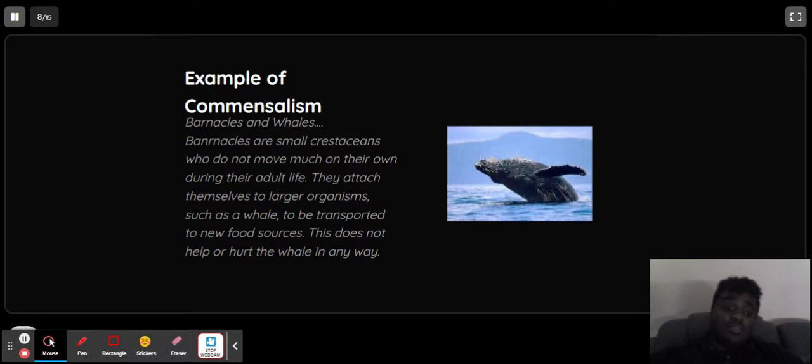The whales don't even notice they're there. They're just kind of carrying them. And the barnacles obviously get the benefit because they get the food and the transportation. So this is a great example of commensalism.